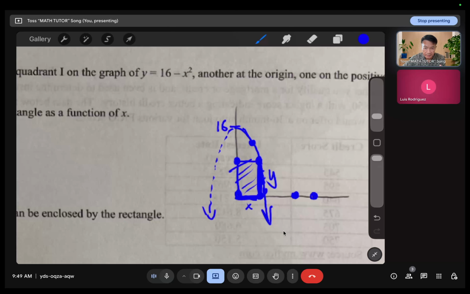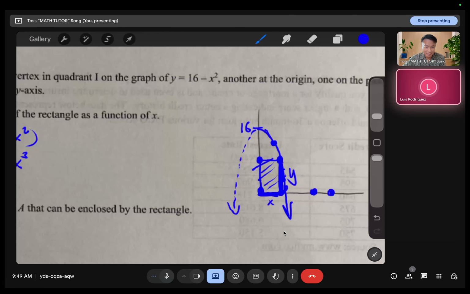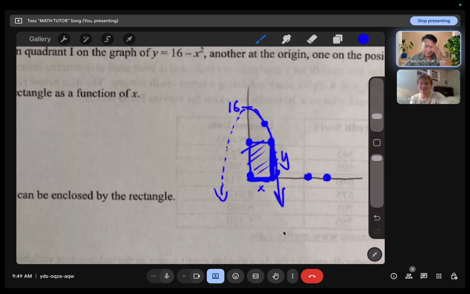Hey, I can't see your face. I assume you have it. I didn't even notice.